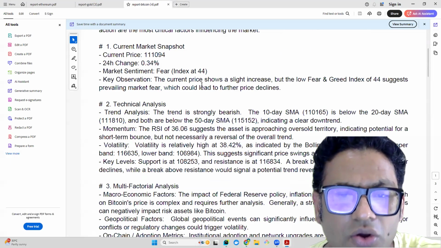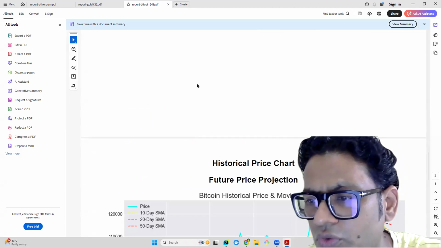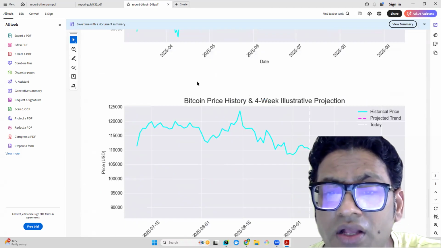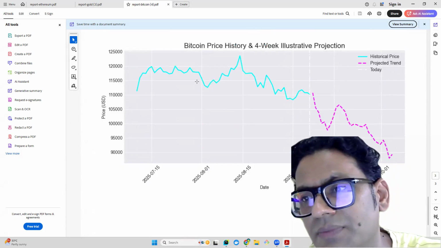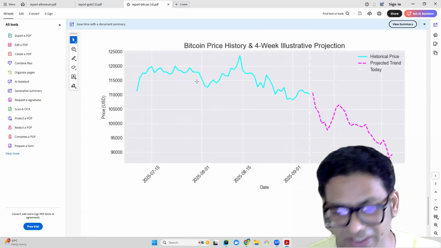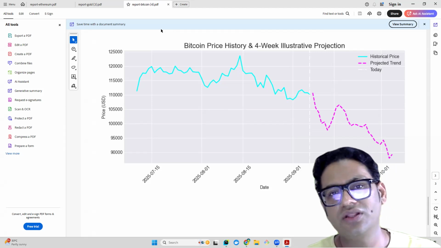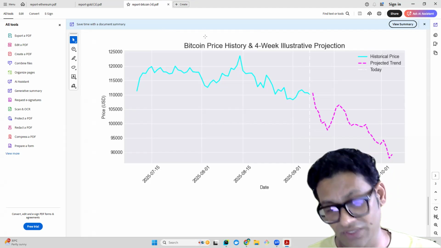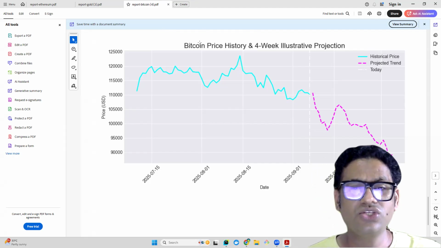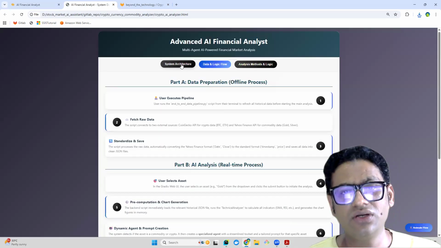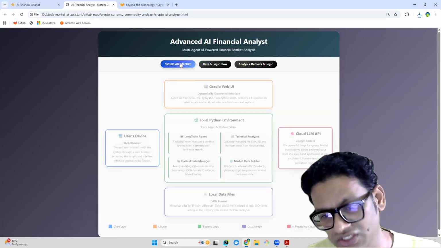So now we will get the proper PDF with the same report, which I just showed you in the app. And this is the historical price chart movement. And this is the historical as well as the projected one, which I have done based on my understanding. But as I mentioned, this one is only for learning, not to be used in actual investment, right? Now we reach the point where we can quickly talk about the high level architecture of this system, this multi-agent system.